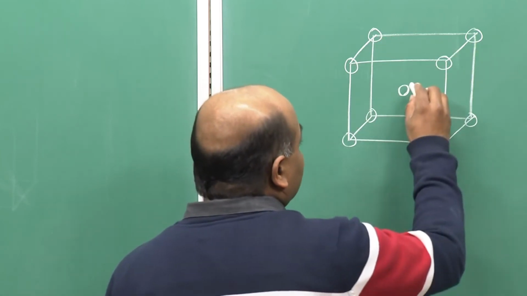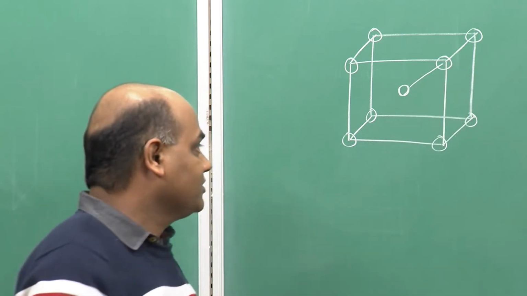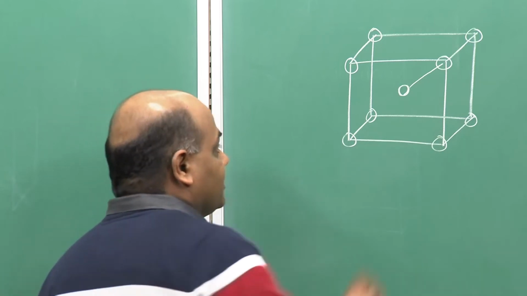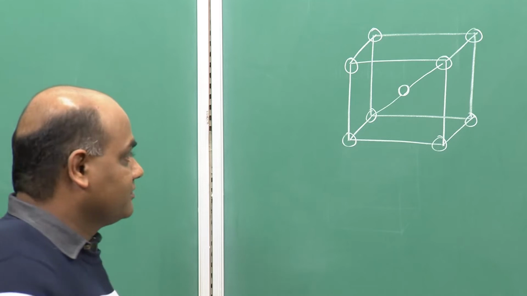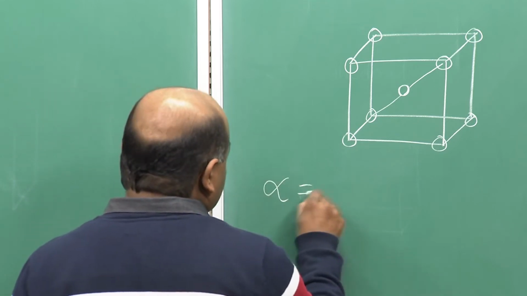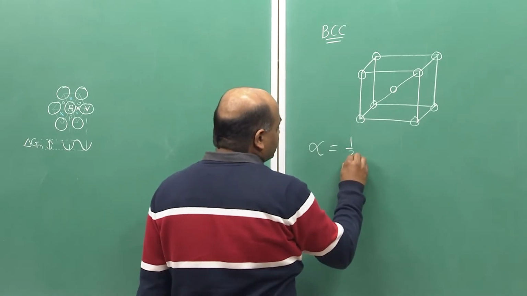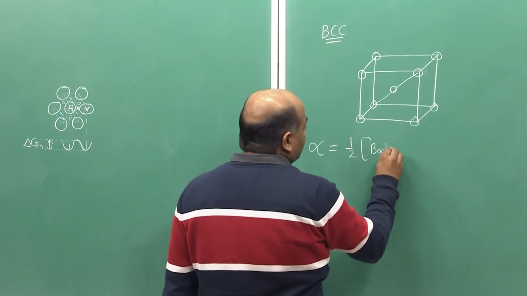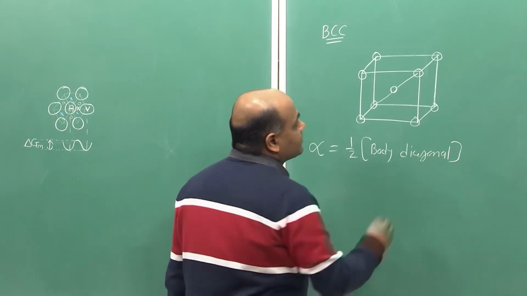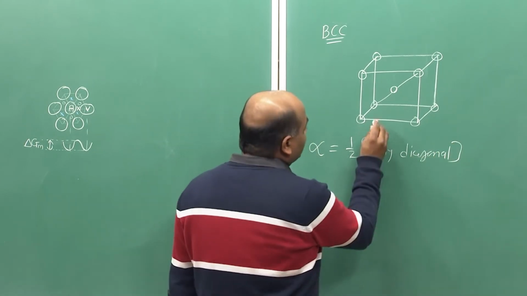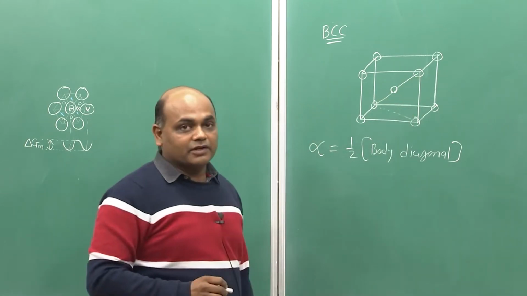So, the jump length is typically half the, you can see it is half the body diagonal, right. So, the jump length in BCC would be half the body diagonal, and the body diagonal, the length of the body diagonal you can evaluate.